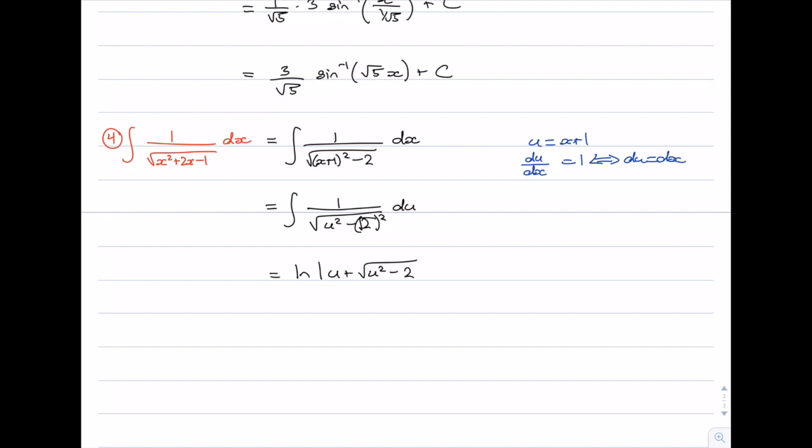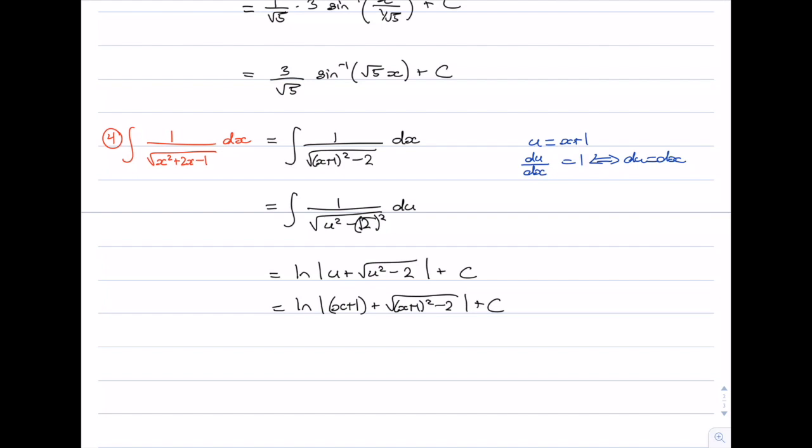Okay, so actually we didn't even need to do that. I don't know, it's okay. We could have just left it as 2 plus c. But this is now given in terms of u, while the question was given in terms of x. So we have to go back and substitute for x. So this is going to be x plus 1 plus the square root of x plus 1 squared minus 2 plus c. And this is perfectly fine.